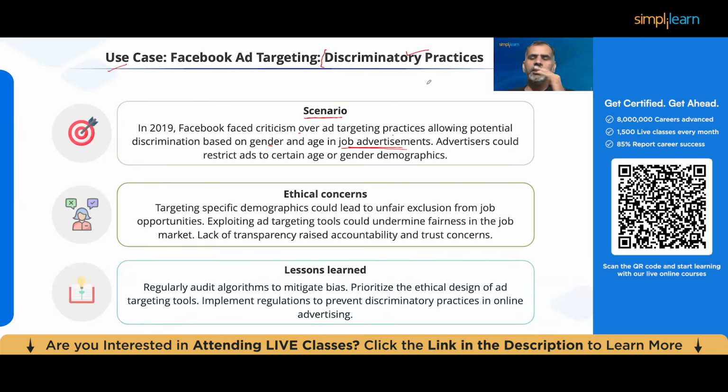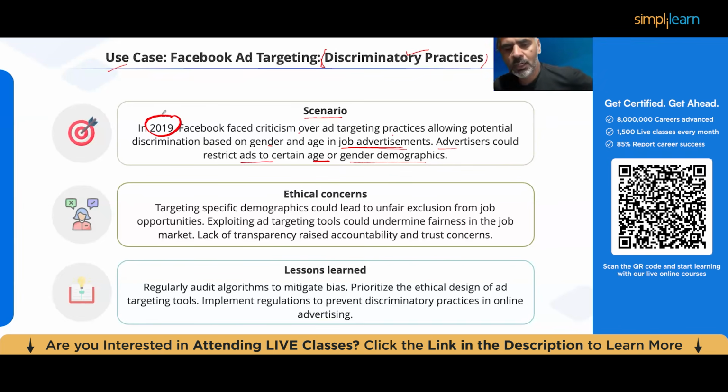In that sense, other people will not get the recommendations for those job openings, and this is where they feel discrimination, so they will not get a chance to appear for that. So advertisers could restrict ads to a certain age and gender demographic. Now, when Facebook goes with such practices, it is introducing discriminatory practices, and this has happened with Facebook. In 2019, it received a lot of criticism over that. But this is one of the features of that application, guys.